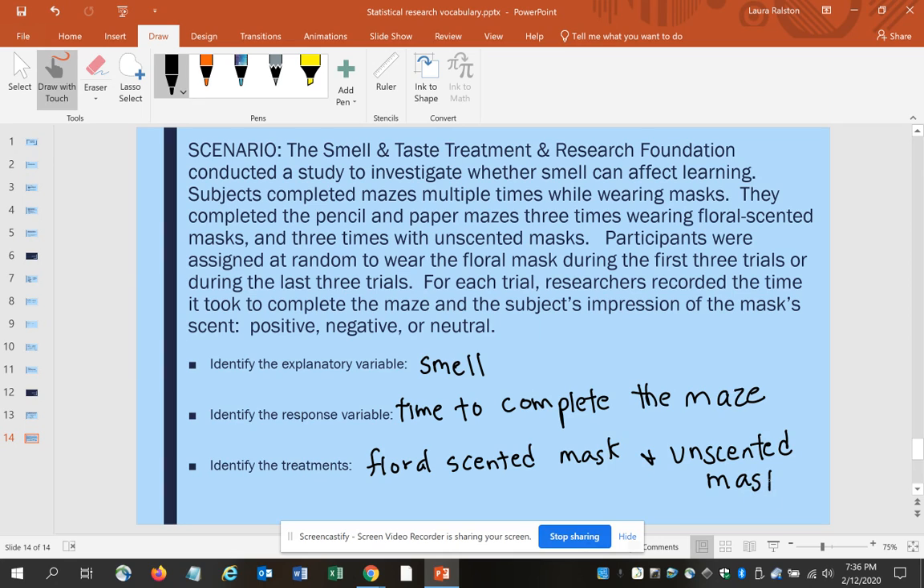Now, for this particular study, I didn't ask the question about blinding, but think about it. If I put on a mask and it's got a smell to it, I'm going to know it. So there's really not an opportunity for blinding here, because the participant's going to know whether they're wearing a floral scented mask or an unscented mask. And so this particular study does not involve blinding.